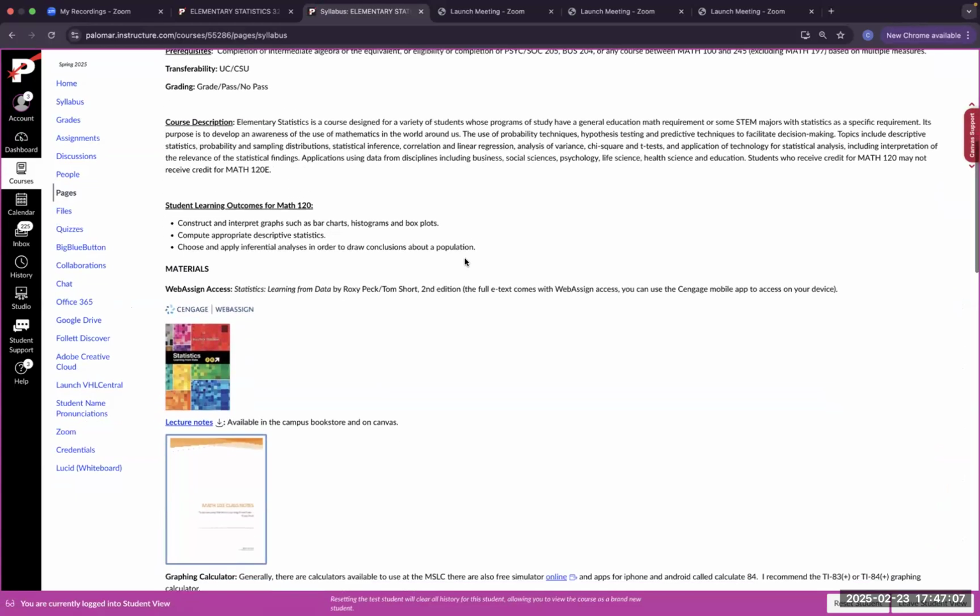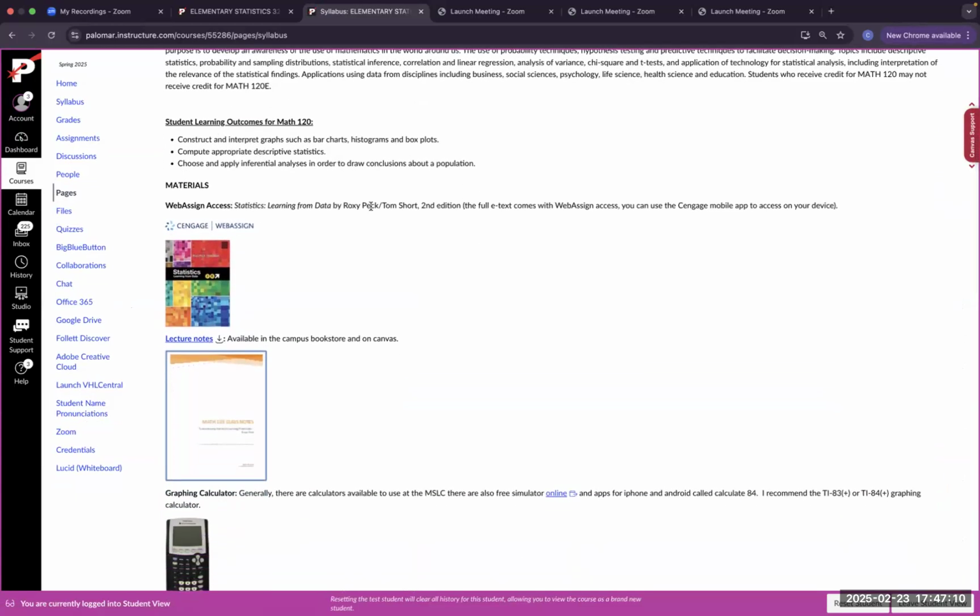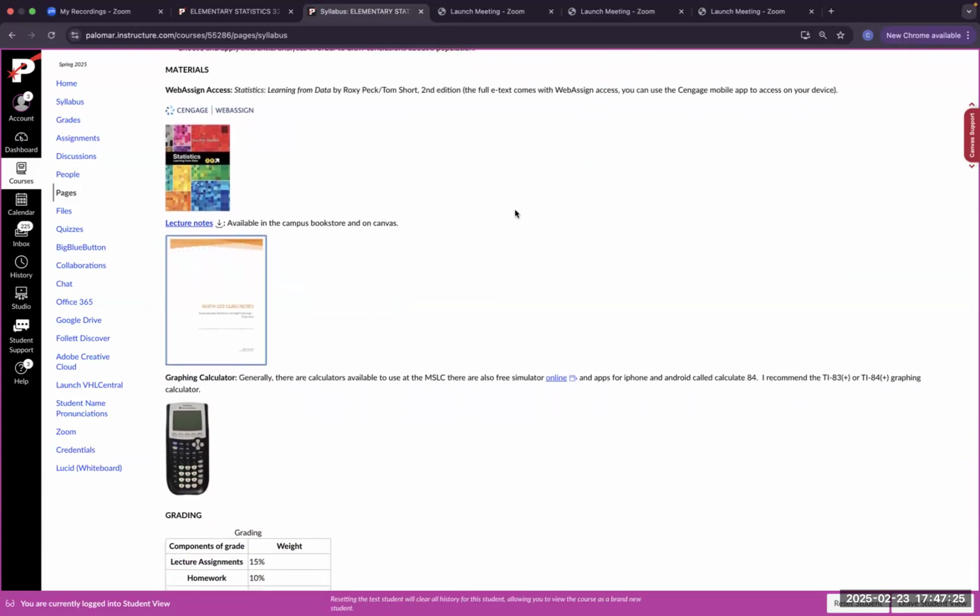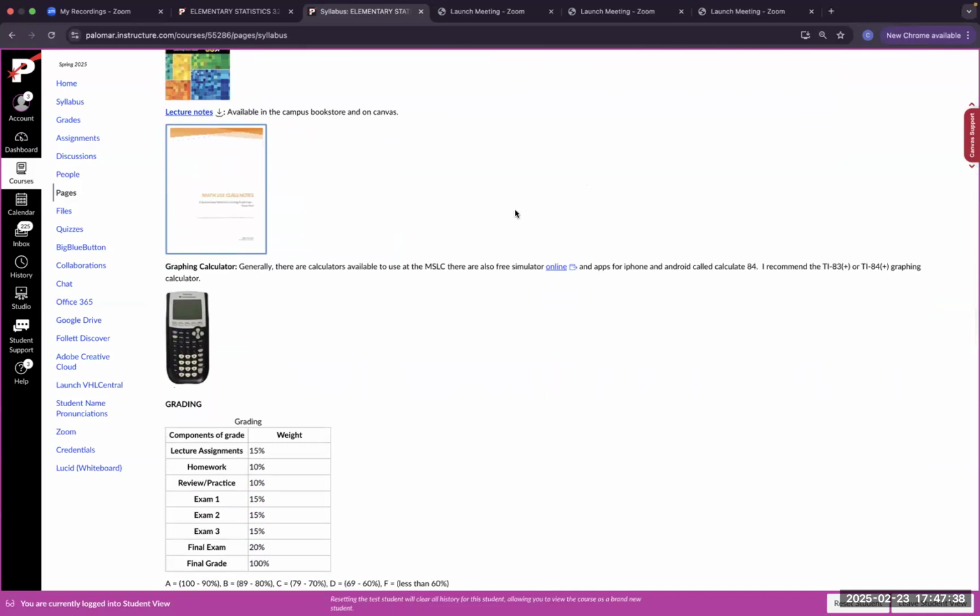So the materials that we're going to need is access to WebAssign. You don't need the physical textbook, but access to WebAssign will give you the e-text. If you want the physical textbook, you can get that, but it's not required for this course. Also, there are lecture notes. They're guided lecture notes. So our lectures will be video lectures, and these will help you through the video lectures. You can decide to use them or not. It's a personal choice.